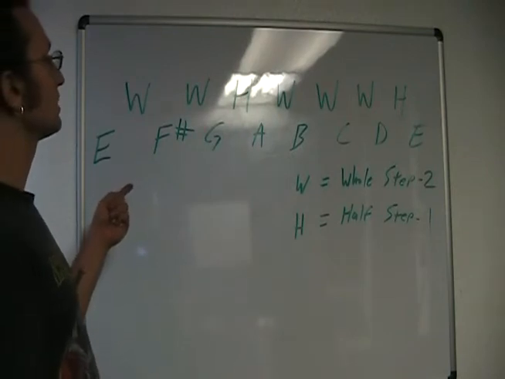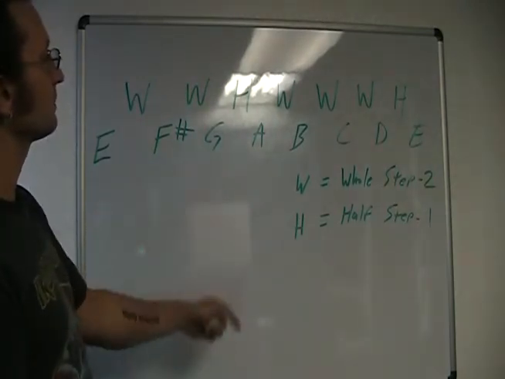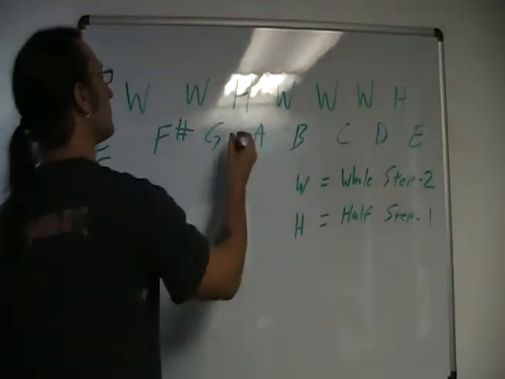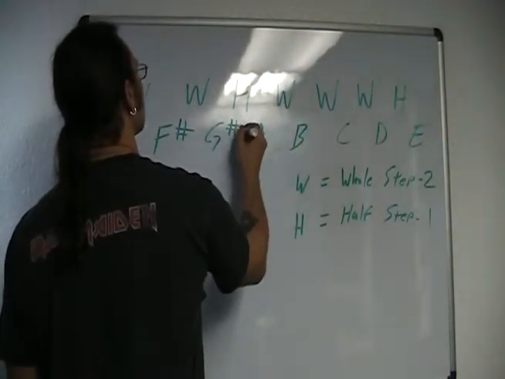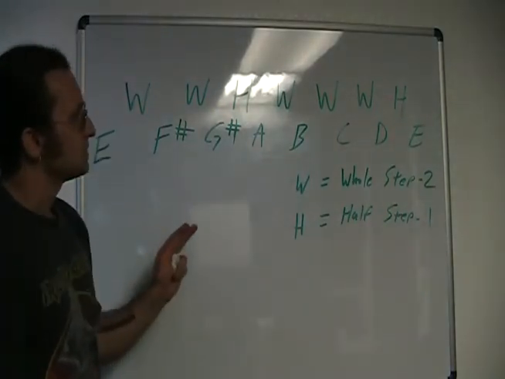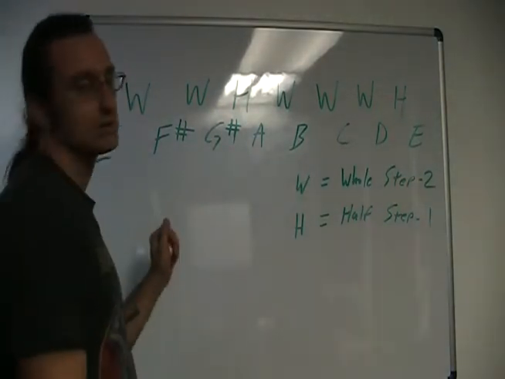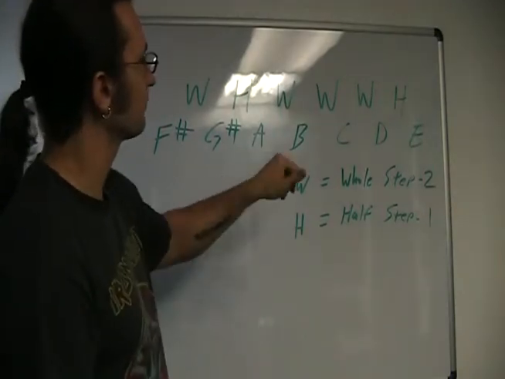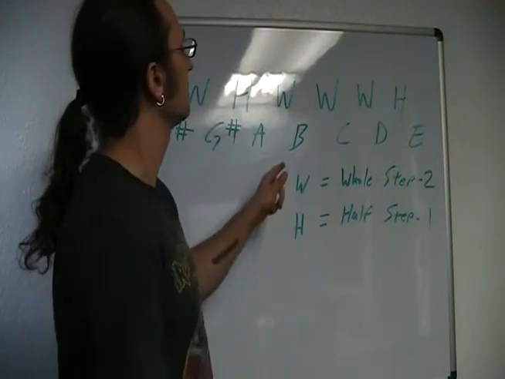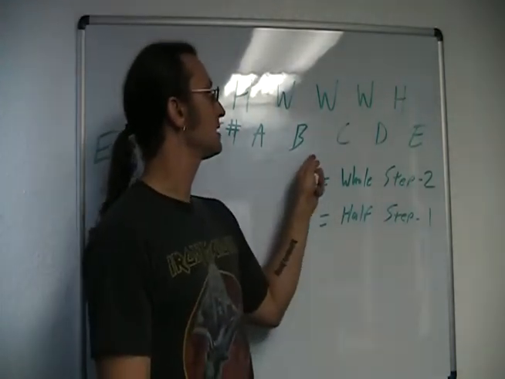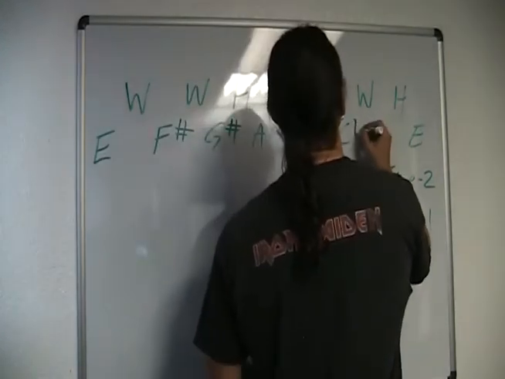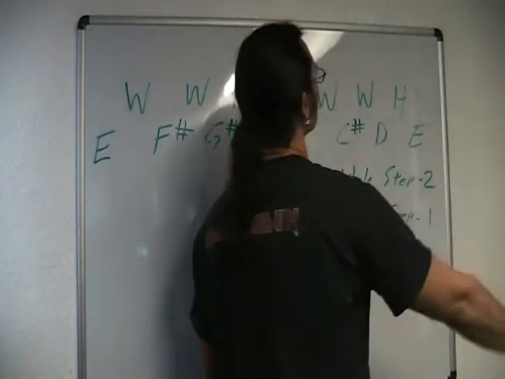So now the formula says we must go up a whole step from F sharp. F sharp up a whole step isn't G, it's G sharp. So we add that in. Going up a half step from G sharp is A, so that is correct. Whole step up from A is B, so that's correct. Whole step up from B is not C, it is C sharp, so we add in the sharp sign after C to make that correct.